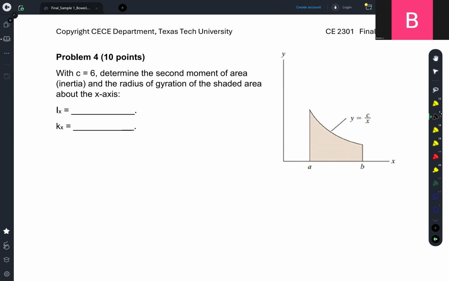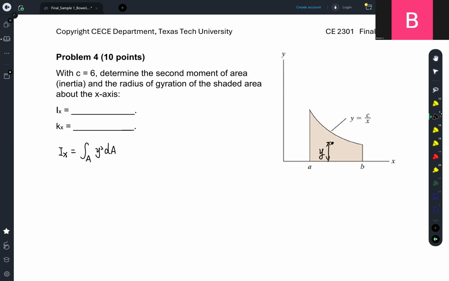First, if we solve for Ix, it equals the integration over the area of y squared dA. For Ix it is y squared, and for Iy it is x squared. Why? Because y is the distance from an arbitrary point in the area to the x-axis, which is the y coordinate of the arbitrary area. That is the reason why for Ix we have y.